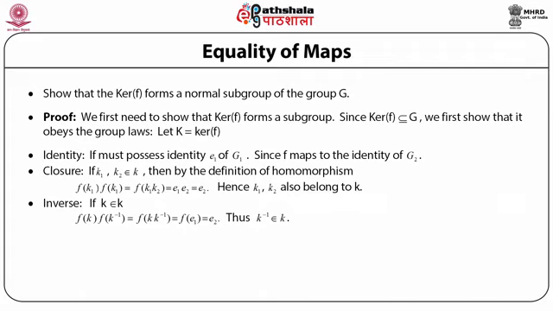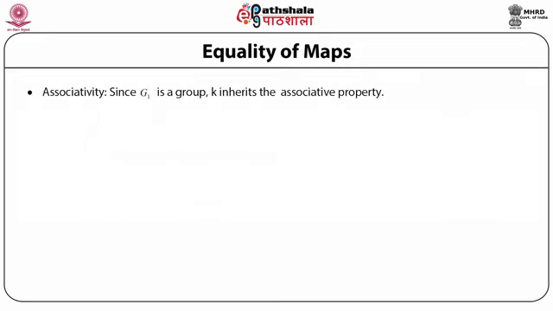Inverse, existence of inverse. If element K belongs to subset K, then F of K inverse is equal to F of K, K inverse, which is equal to F of E1, which is equal to E2. Thus, K inverse belongs to K. Finally, the associativity. Since G1 is a group, K inherits the associative property, and therefore the associativity is automatically satisfied. So we have proved that the kernel forms a subgroup.